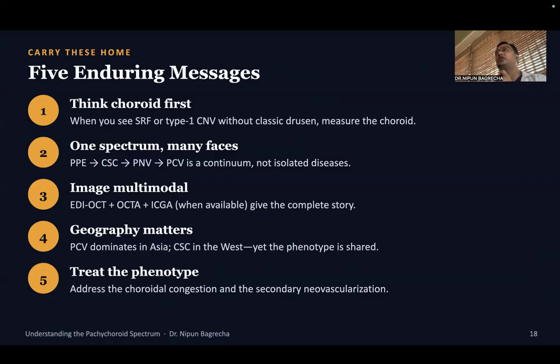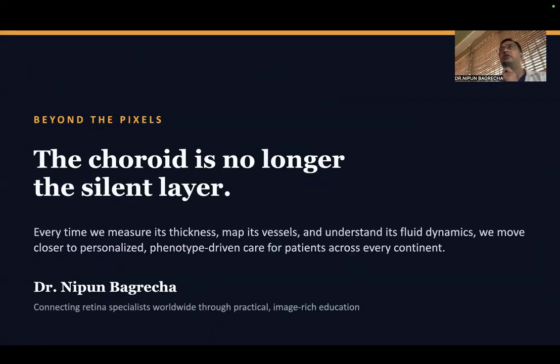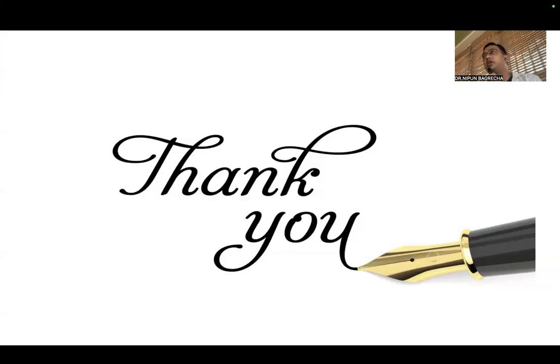One more important point, geography also matters. Polypoidal choroidal vasculopathy is predominantly in Asians. Central serous chorioretinopathy is mostly in Western countries. And address the choroidal congestion and the secondary neovascularization as soon as possible. That is very important. So thank you.